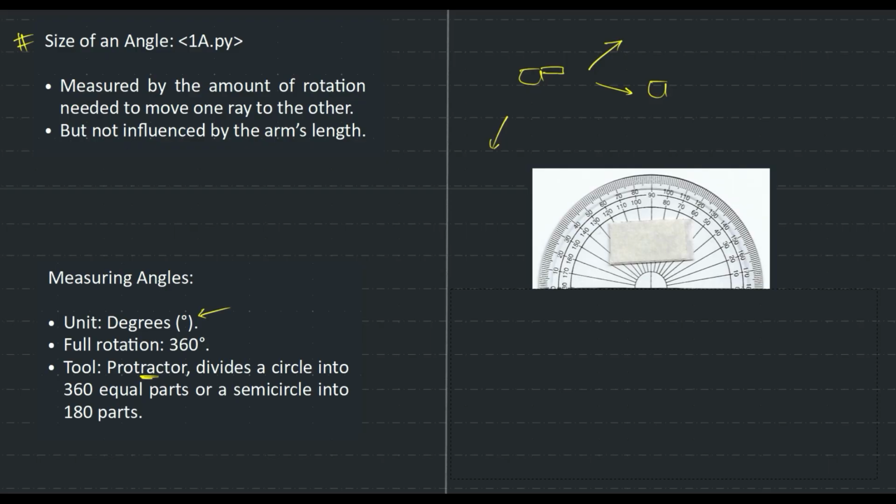This is the half one. You can use this to measure whatever angle you want to. So it's possible with this as well. So size of an angle, that is amount of turning. It measures the amount of rotation needed to move one ray to the other, but not influenced by the arm's length. Okay, this I will be talking about in time. So you guys can copy that though. The unit we use to measure this is degrees. I'll just talk about unit.